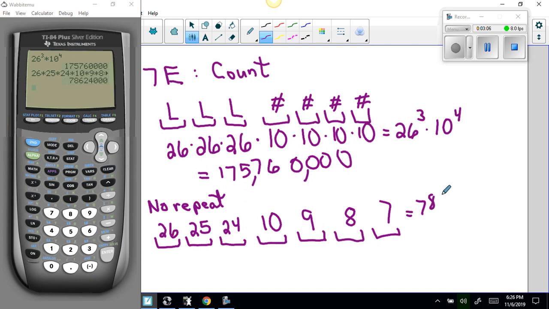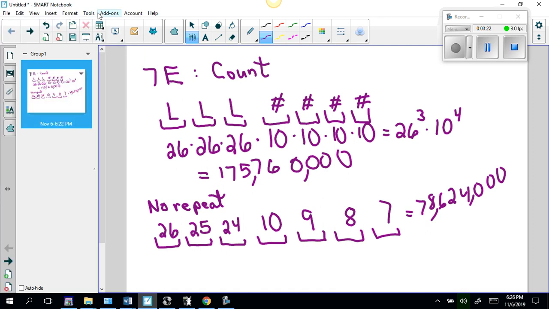7, 8, 6, 2, 4, and three zeros. Whoa, a lot fewer license plates when you put restrictions on repetition. So I call it the license plate problem counting strategy.